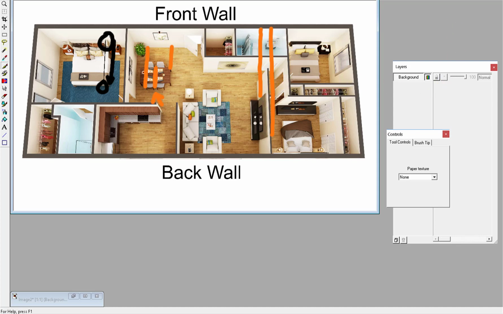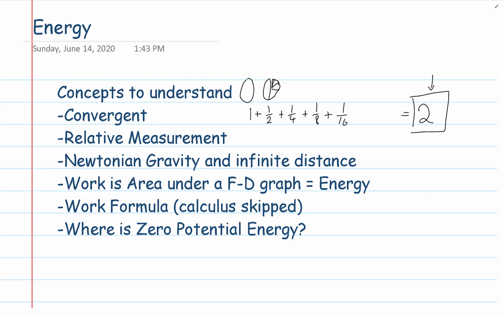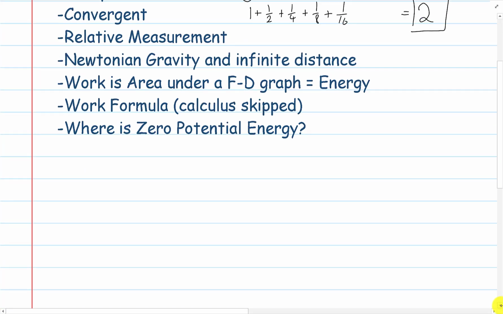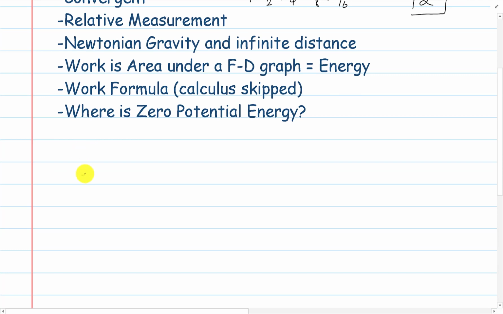Okay, simple concept. The next one is Newtonian gravity and infinite distance. Okay, so we just learned about Newtonian gravity, although it was relatively simple. I might have forced you into it, but we had the force of gravity is equal to G, mass of object 1, mass of object 2, over r squared. And as we pull these objects apart, there's still going to be a force of attraction between them.